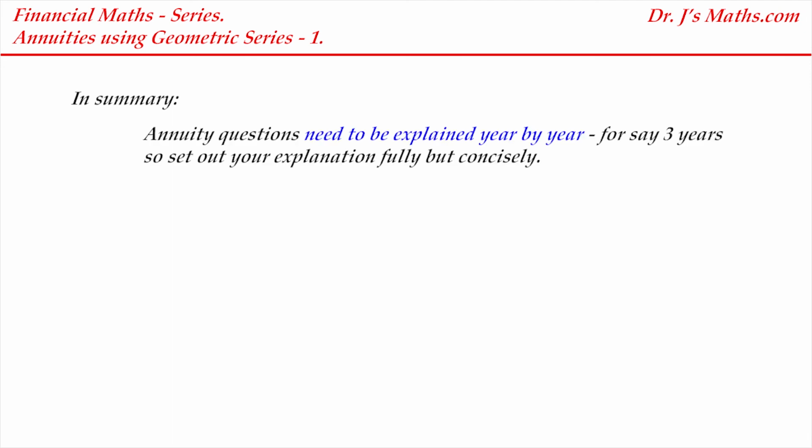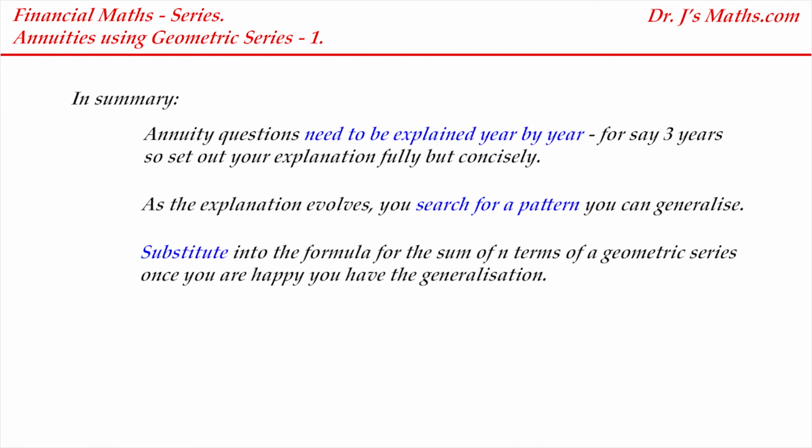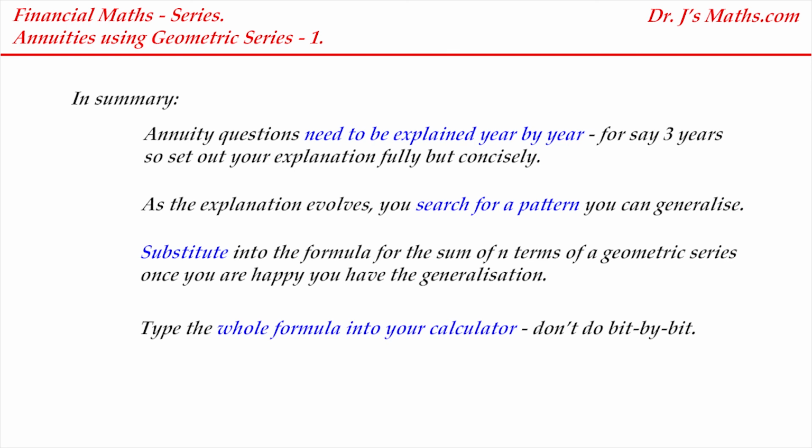In summary, the annuity questions you do need to be explained year by year to start with, for say 3 years. So you've got to set out your explanation fully but concisely. And as your explanation evolves, you search for a pattern that you can generalise. Once you've got that, you substitute into a formula for sum of n terms of a geometric series, and then you type in the whole formula into your calculator. Please don't try to do it bit by bit. It's a waste of time and error-inducing.